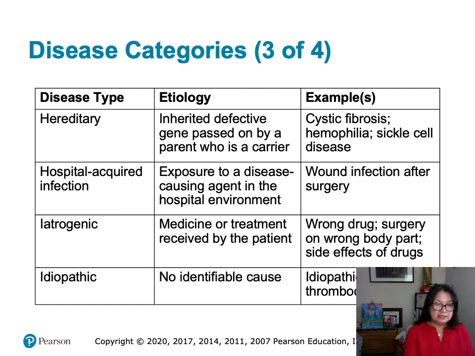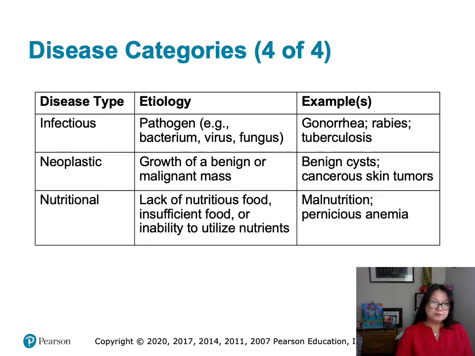An idiopathic disease has no identifiable cause. One example is idiopathic thrombocytopenia, which is a disease of the blood, but they don't know why. What causes that?